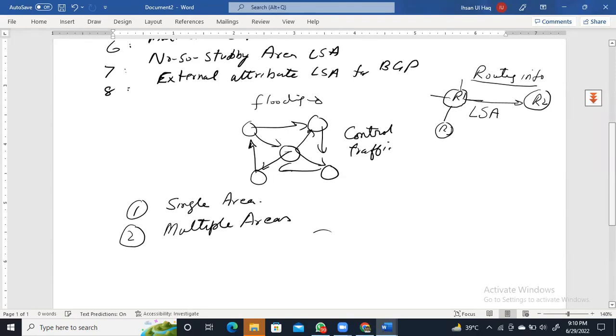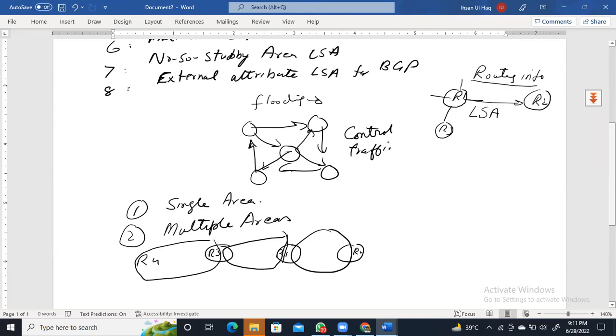Like for example, we have one area, I have a router here, R1, sorry, R2, then I have another area here. I have multiple routers, but I call it R3. R3 is connected to R4, and there is another, I call it another area. So mostly, the central area, we call it the backbone area.